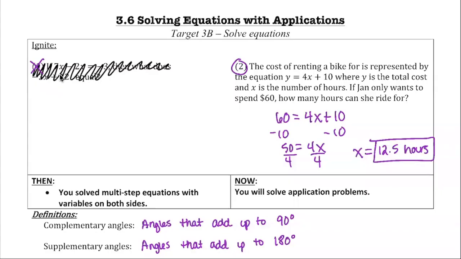All right, you should have got 12.5 hours for your final answer on this one, because it tells us that you want to spend $60. And because it says y is the total cost, that means you're going to plug in 60 for y in the equation, and then we can solve. First step, you should have subtracted 10 from both sides. And then to undo multiplying by 4, you should have divided by 4.